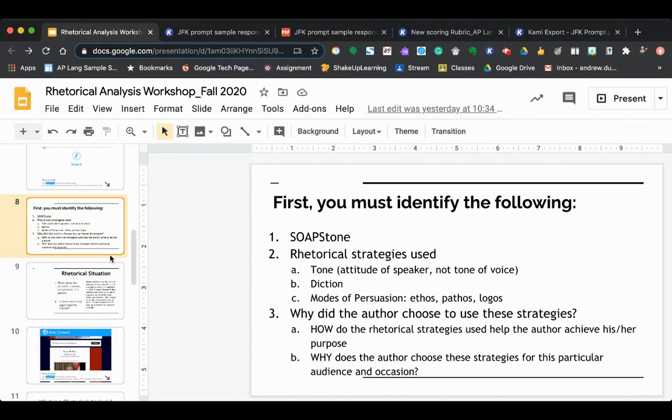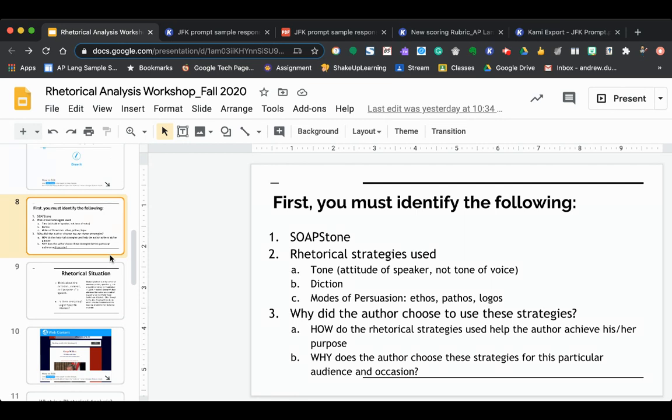Diction means the choice of words, being very specific about word choice, rather than just saying that the author or speaker uses diction to do this. And then modes of persuasion are your ethos, pathos, and logos. Those are your appeals to your audience. Why did this author choose to use these strategies?